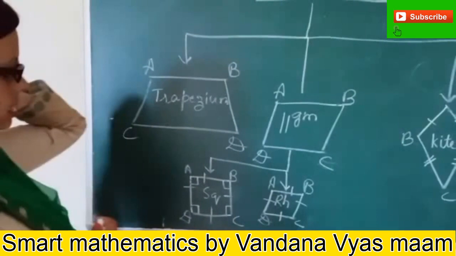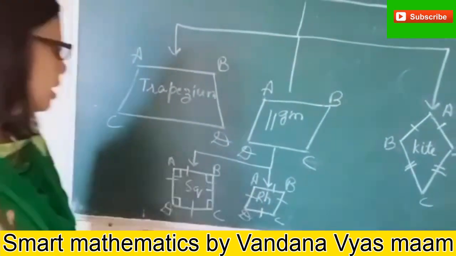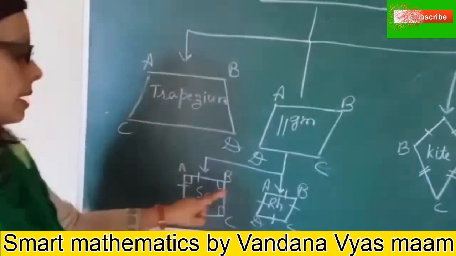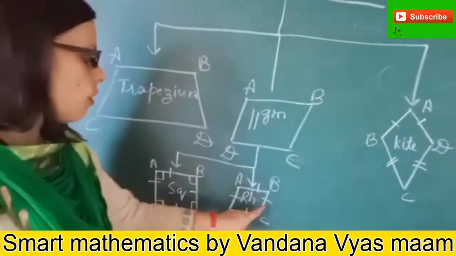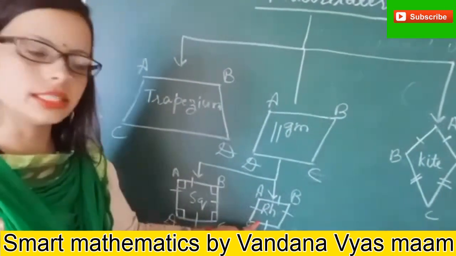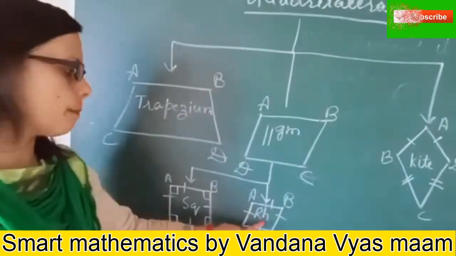But what is the difference between square and rhombus? The only difference is that in a square, the measure of all angles is equal to 90 degrees, but in a rhombus, the measure of all angles may not be equal to 90 degrees. So, that type of quadrilateral is called a rhombus.